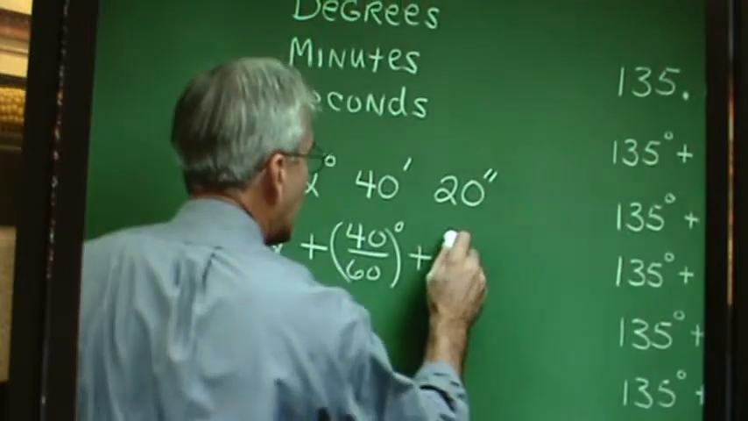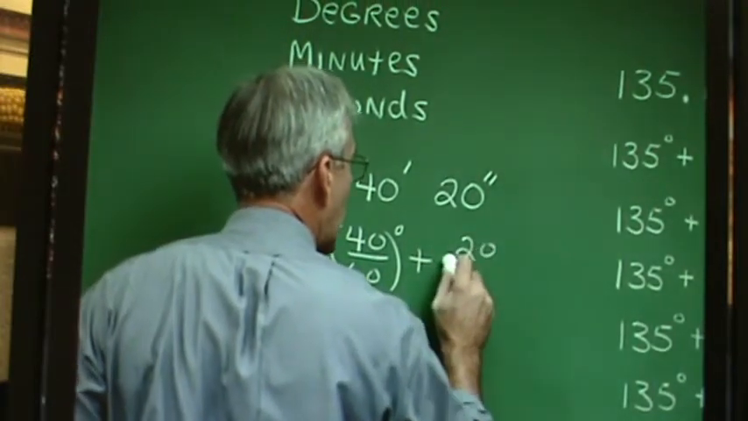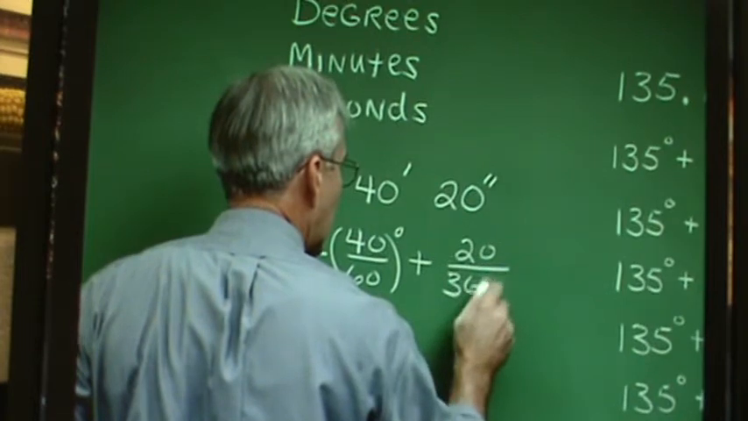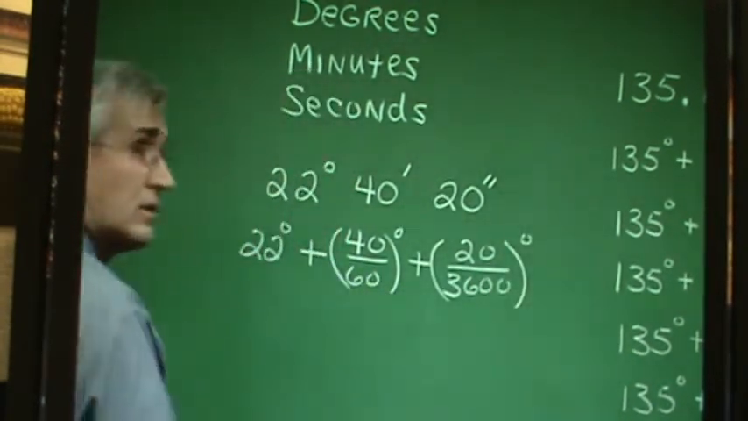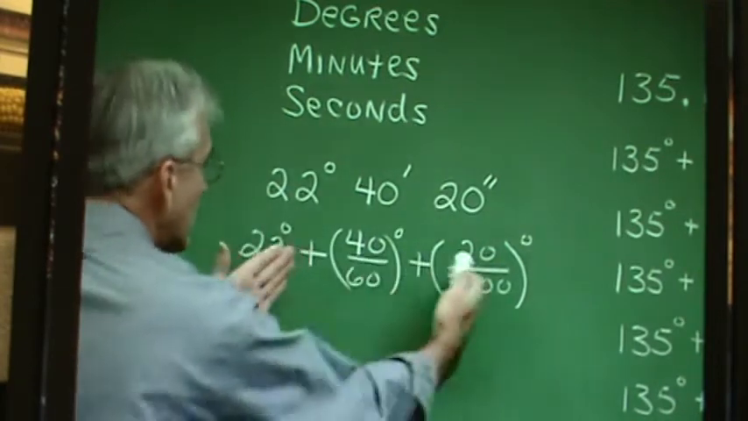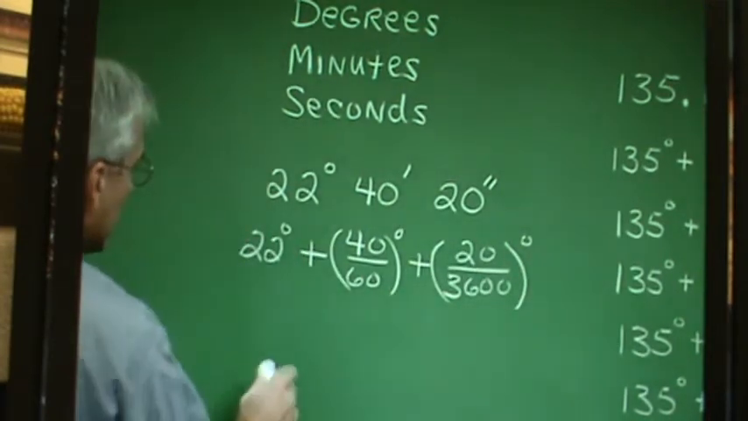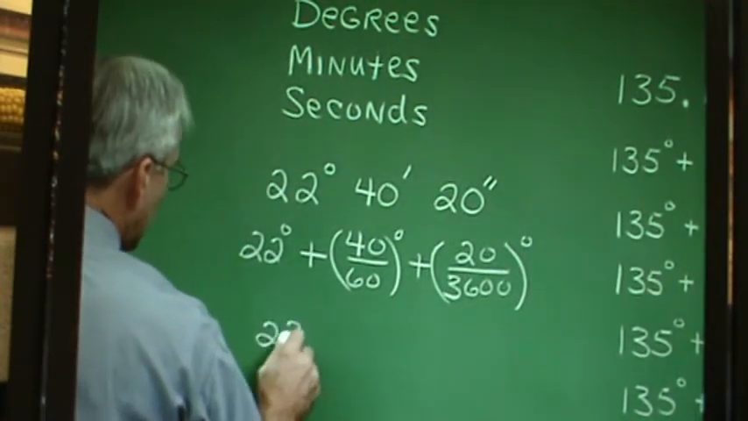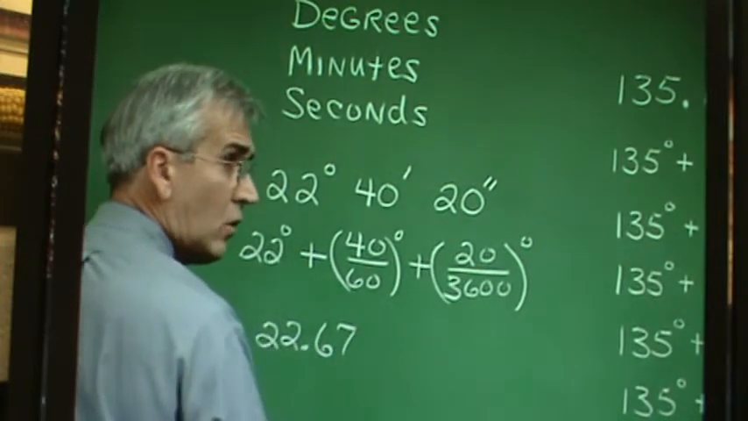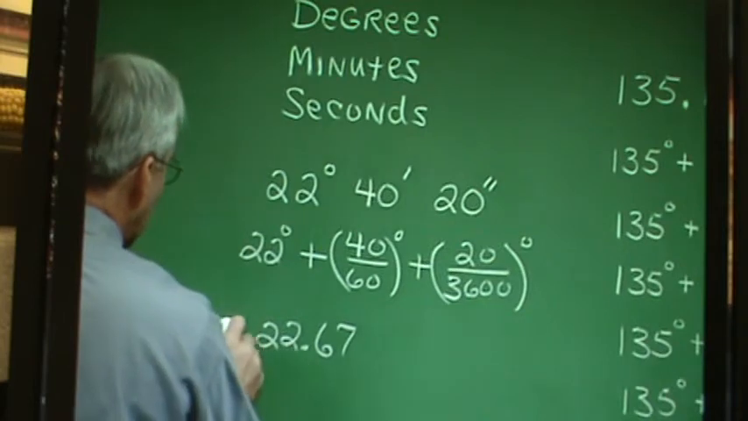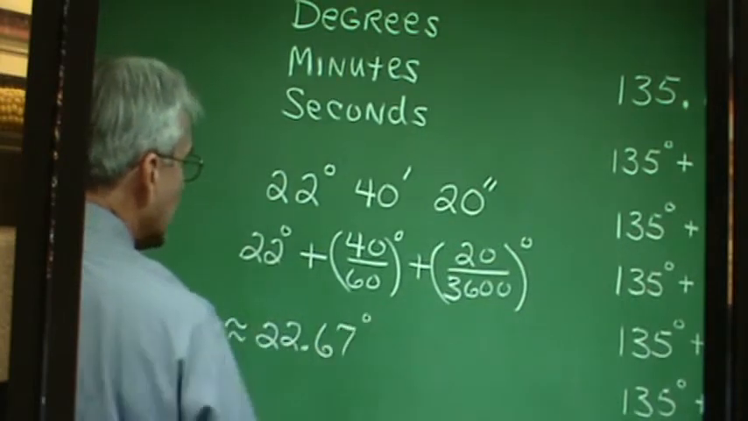So what we have to do here is say that this is 20 over 3,600 for the number of degrees. And now you change this into decimal form with the calculator, and you find this to be 22.672222 and so on. But rounding to the nearest hundredth, it's this many degrees.